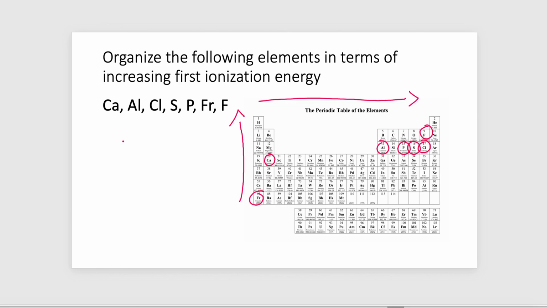Perfect. And then after francium should come which one, guys? Calcium, right? Because it's the second furthest apart. And then after calcium should come aluminum, phosphorus, sulfur, chlorine, and then finally fluorine, right? Because it's the last one. Perfect.